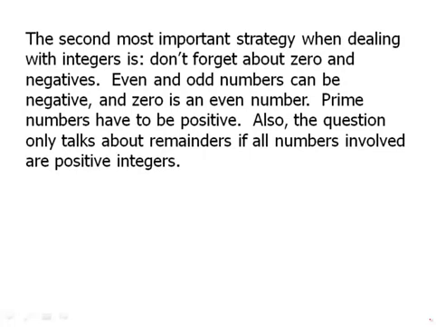So even if you're told it's an integer, it could be zero, it could be negative. Even and odd numbers can certainly be negative, and zero is an even number. Prime numbers do have to be positive, so if you're told the number is prime, you do know it is a positive integer. Also, the question only talks about remainders if all the numbers involved are positive integers. So that's another case where you know you're dealing with positive integers.